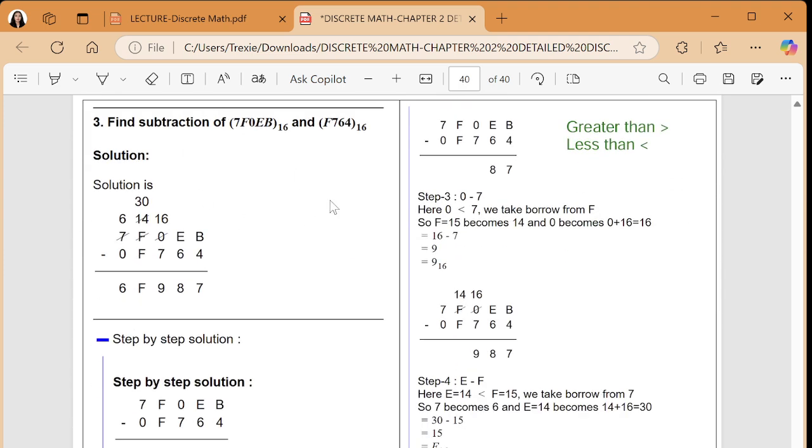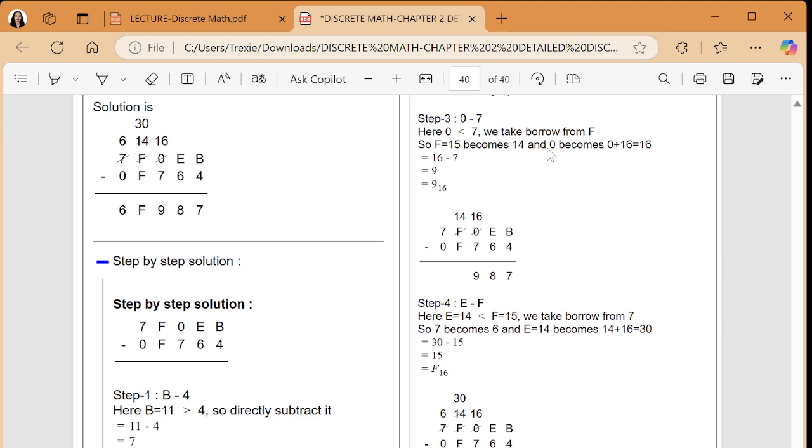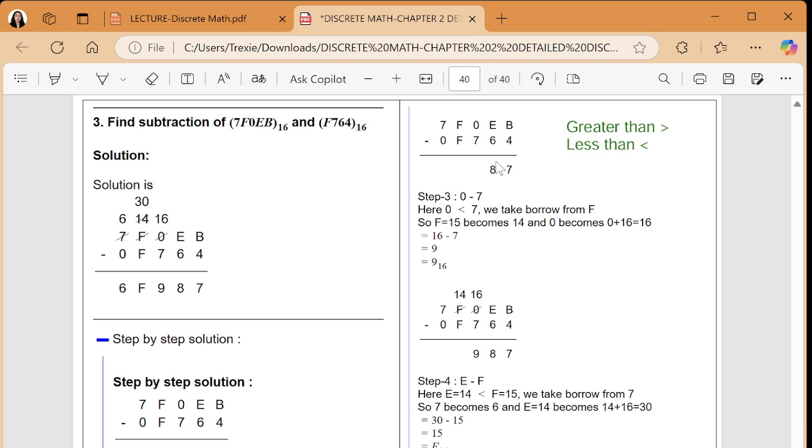So last example for hexa. So 7F0EB minus F764. Same process. Since B can be directly subtracted by 4, B is equivalent to 11, so 11 minus 4, the answer would be 7. So E minus 6, it can be directly subtracted, so we will have 8 here. So 0 minus 7.